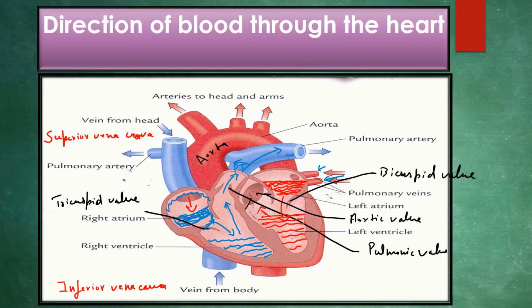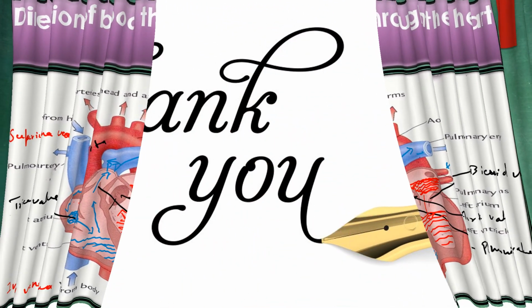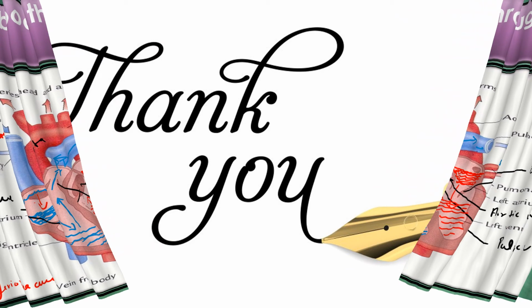The aorta is further divided into the ascending aorta, arch of aorta, descending aorta, and abdominal aorta, and further divided into sub-branches to transport the blood to all our body systems and organs. So this is all about blood flow through the heart.